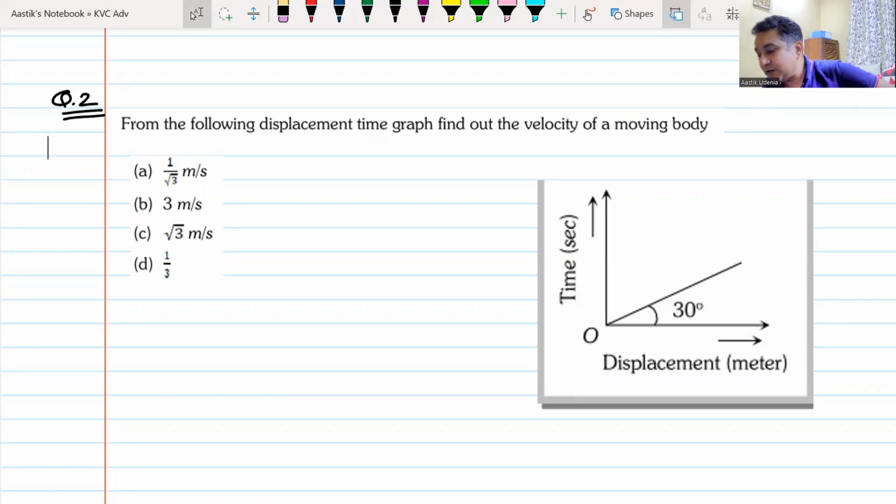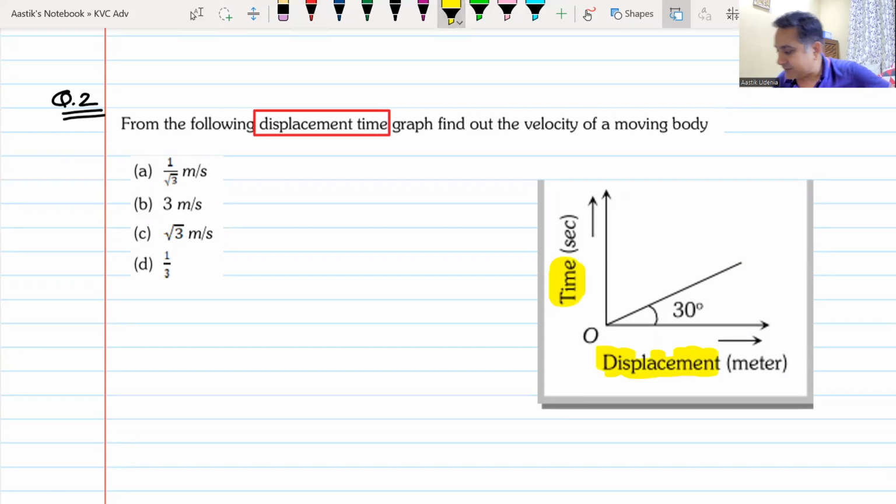Which of the following displacement time graphs? It may not be a displacement time graph, it may be a position time graph. From the following displacement time graph, remember how they have written the name and how they have drawn the diagram. So please keep an eye on that and see how it is there. Okay, from the given graph, what is the velocity of the body? And I'll give you 2 minutes to solve this.